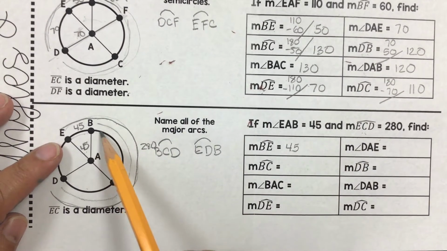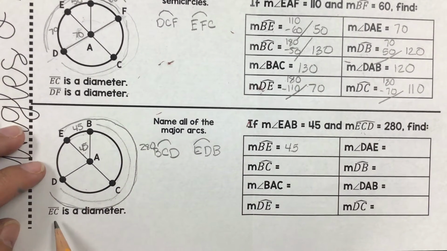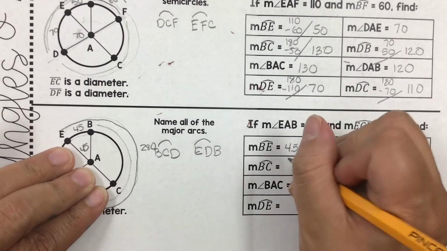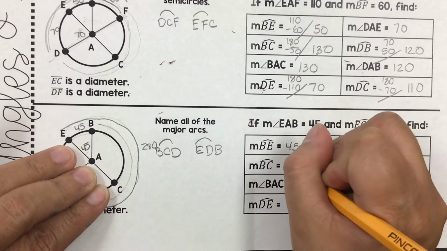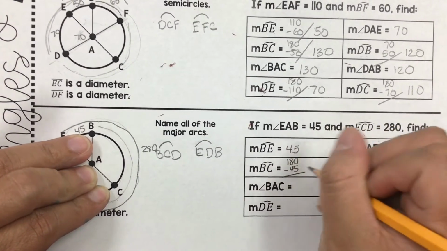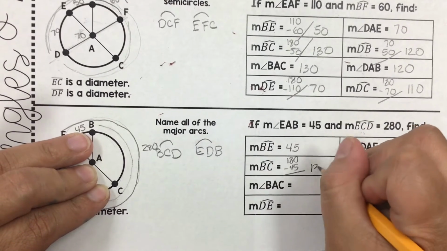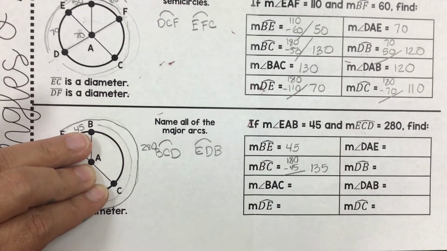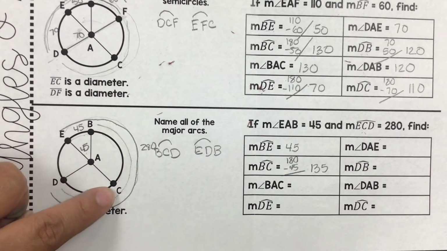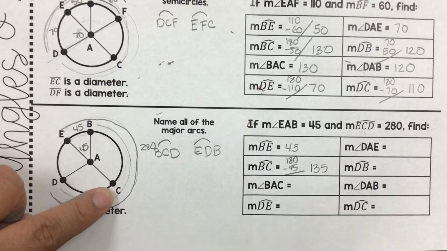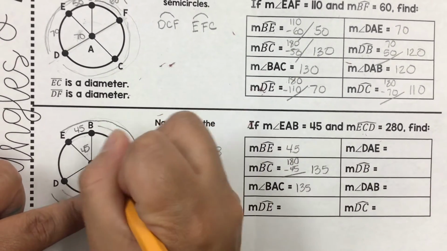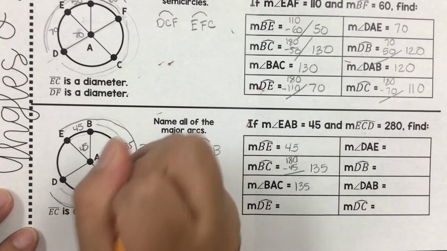BC. It tells us that EC is a diameter, so that means that this equals 180. 180 minus 45 gives you 135. Then the angle BAC will also be 135, because if the arc is 135, the central angle is 135.